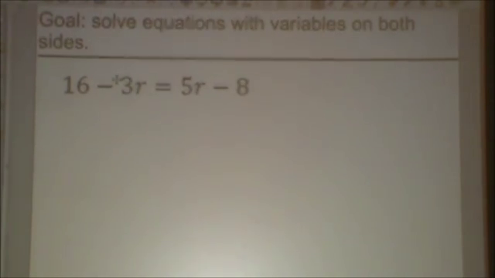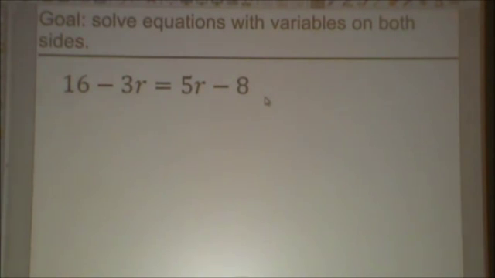There it is. And if you notice, like I said, the goal is variables on both sides, so I have variables on both sides. I'm going to circle up those variables. So on this side I have a minus 3r, and on this side I have a positive 5r. I like to move my smaller variables to the other side. So I'm going to move my minus 3r over to this side.